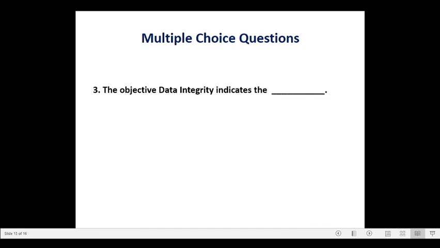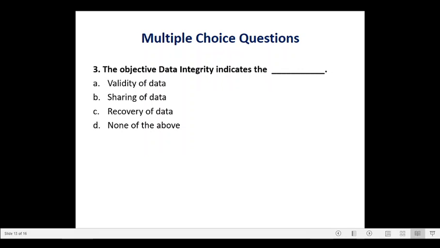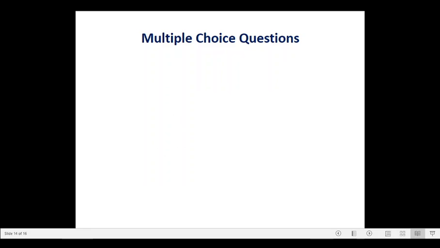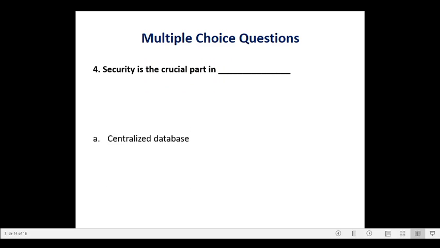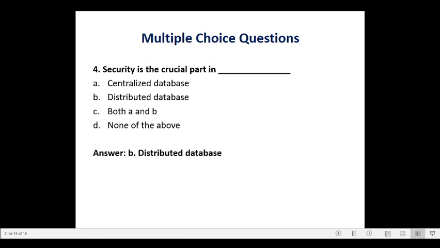Let's move on to the other multiple choice question. The objective data integrity indicates dash. Is it the validity of data, sharing of data, recovery of data, or none of the above? Yes, you are right. The answer is validity of data, because integrity is basically the validity. Let's move on to the next multiple choice question. Security is a crucial part in centralized database, distributed database, both A and B, none of the above. Yeah, the answer is distributed database.